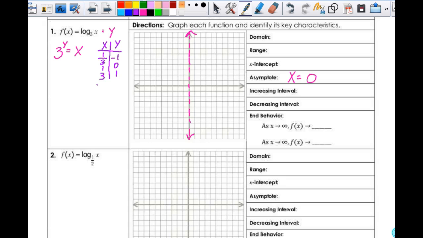So then I go and plot this. When x is 1/3, y is -1. When x is 1, y is 0. When x is 3, y is 1. And then this is my function here. Okay. So what's my domain?